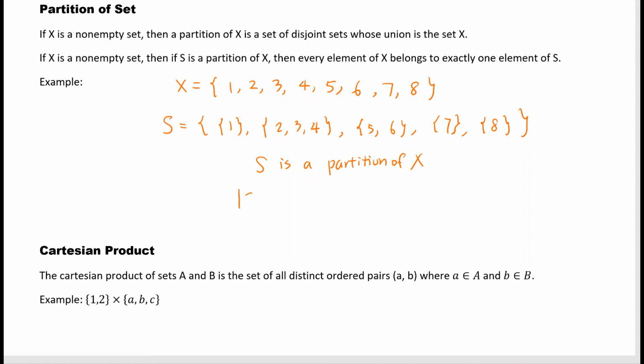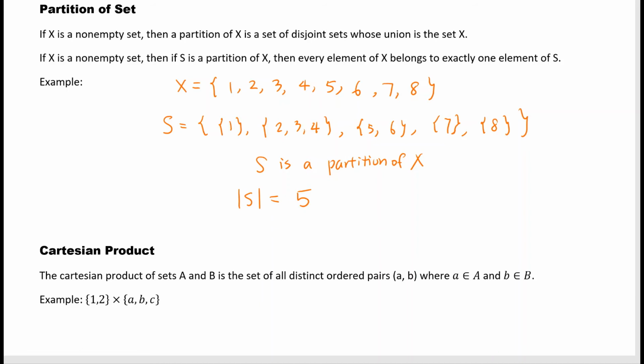Okay, and what is the cardinality of S, the partition? How many elements are there? 1, 2, 3, 4, 5. So the cardinality of the partition is 5.